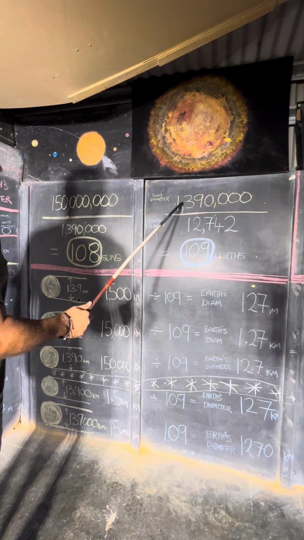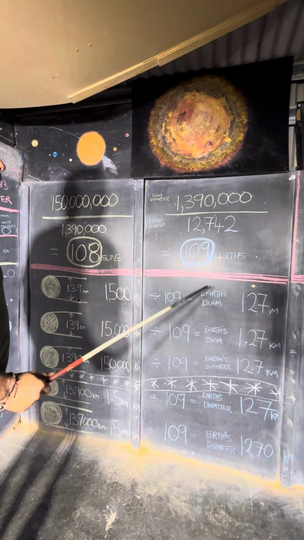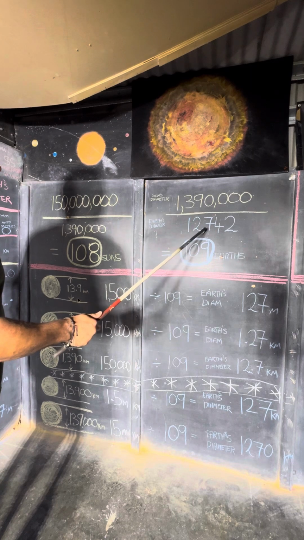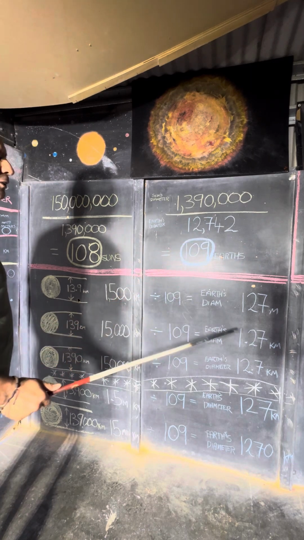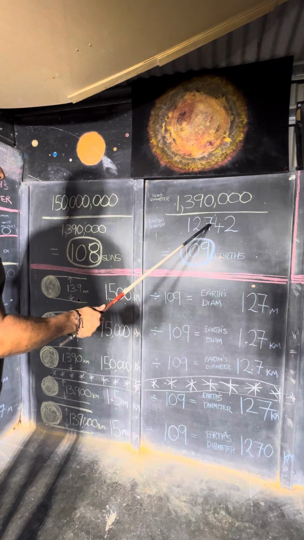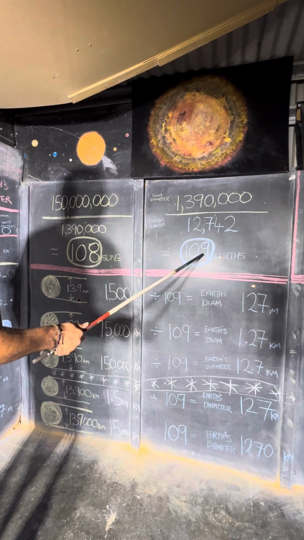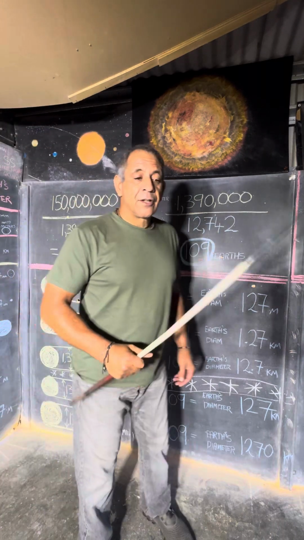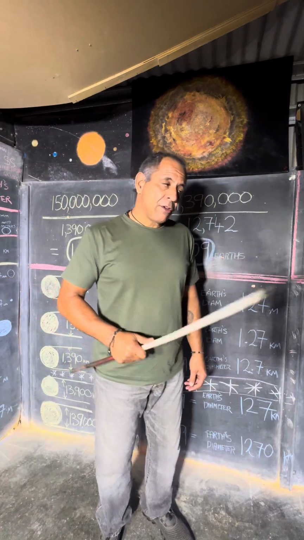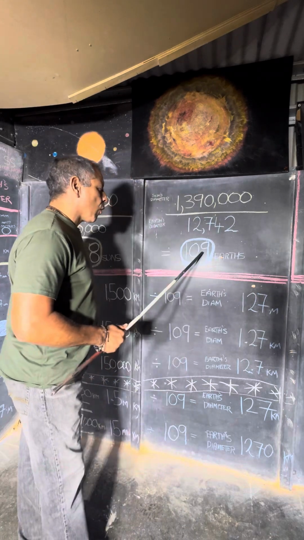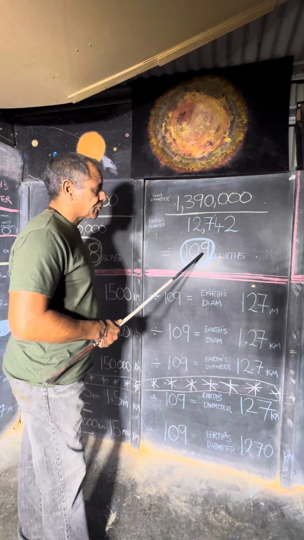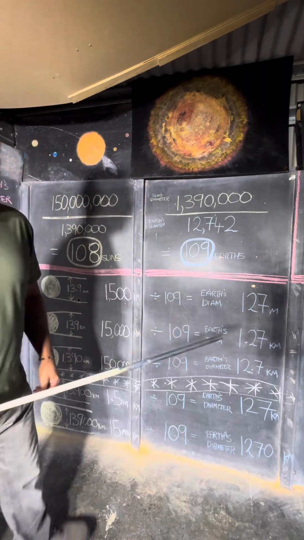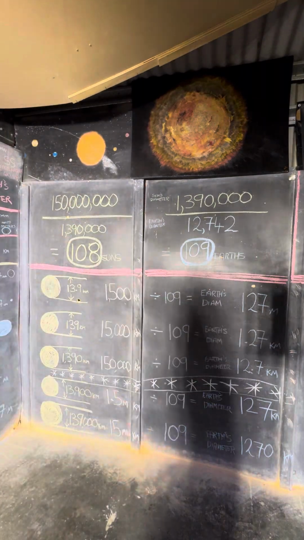Sun's diameter again, 1,390,000 kilometers. That's what they tell us, okay? Our diameter is 12,742 kilometers. If we divide that by that, we get 109 Earths. So for the rest of this exercise, the diameter of the Sun is going to be 109 Earths. That is going to be our size, our measurement.